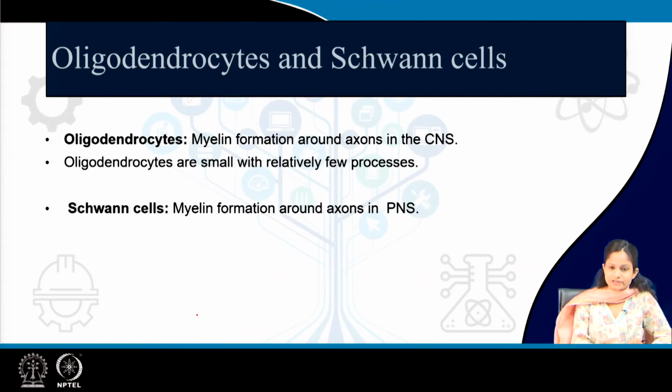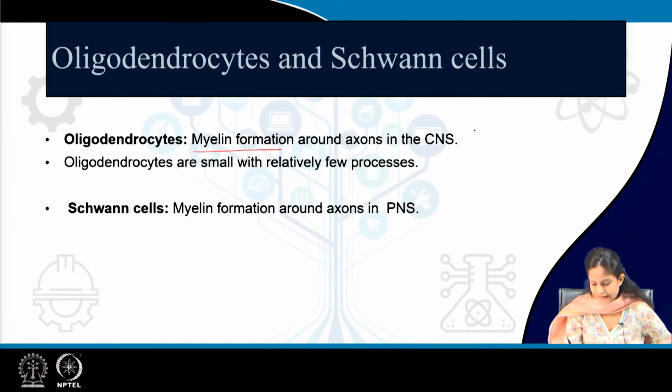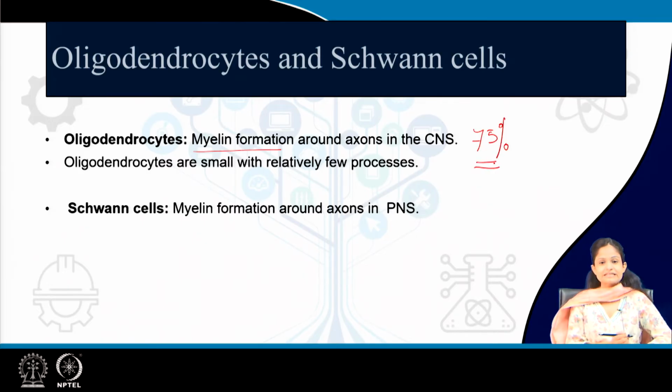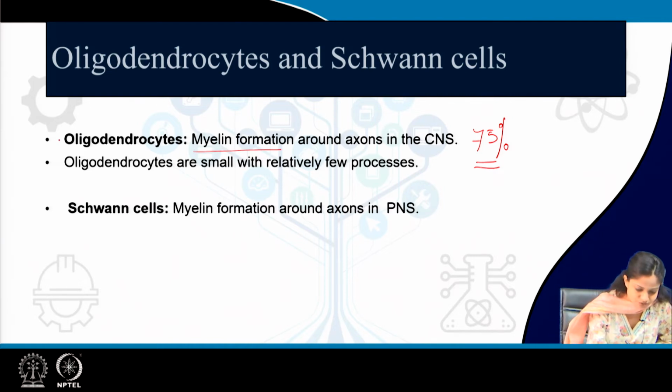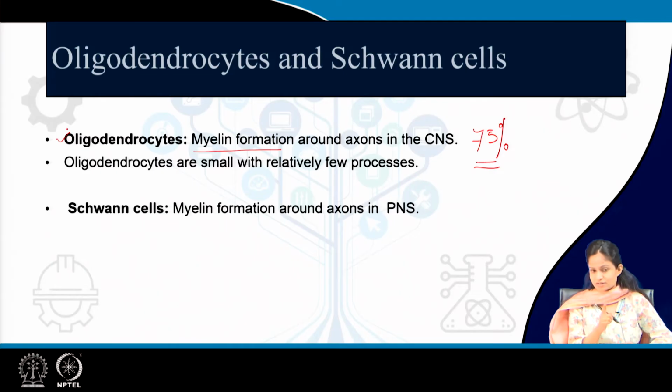Now, what is the function of oligodendrocytes? Oligodendrocytes have a very important function. They form the myelin sheath around the axons in the central nervous system. Oligodendrocytes make up around 75% of the glial cells in our central nervous system, the most abundant. This is a very important MCQ, a multiple choice question asked in various entrance examinations: what is the most abundant glial cell present in the central nervous system? It is oligodendrocytes. The largest glial cell is the astrocyte.